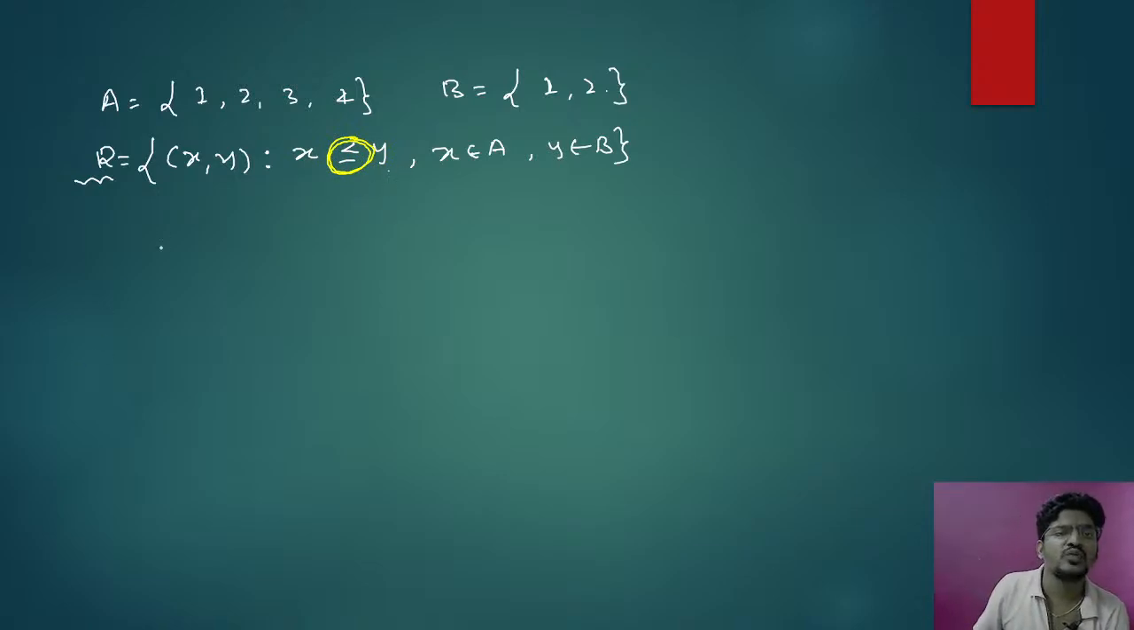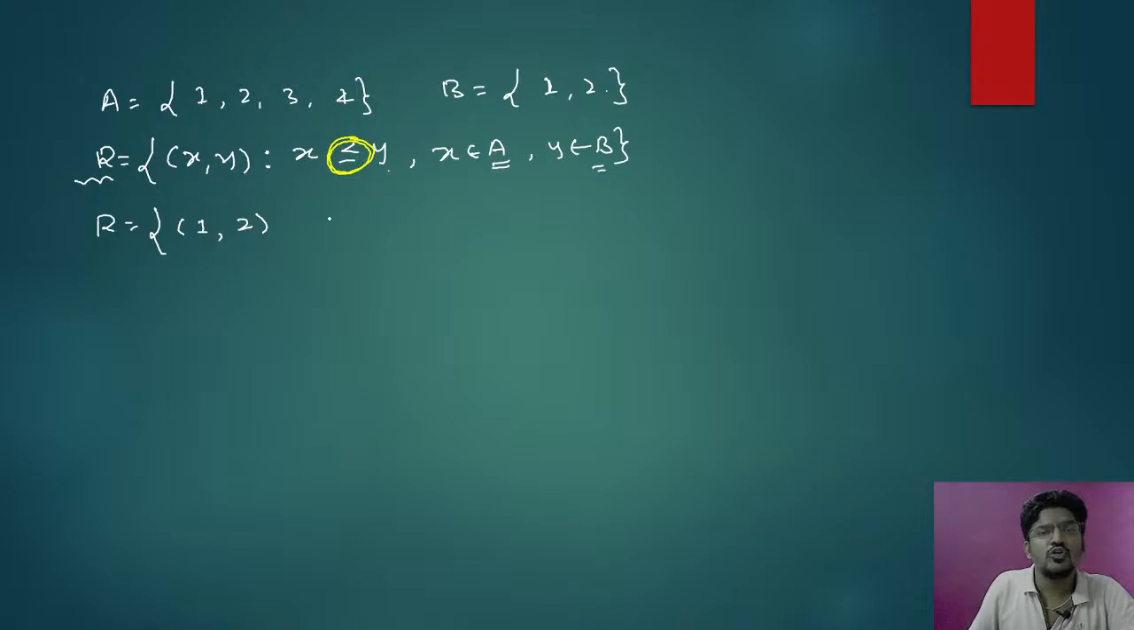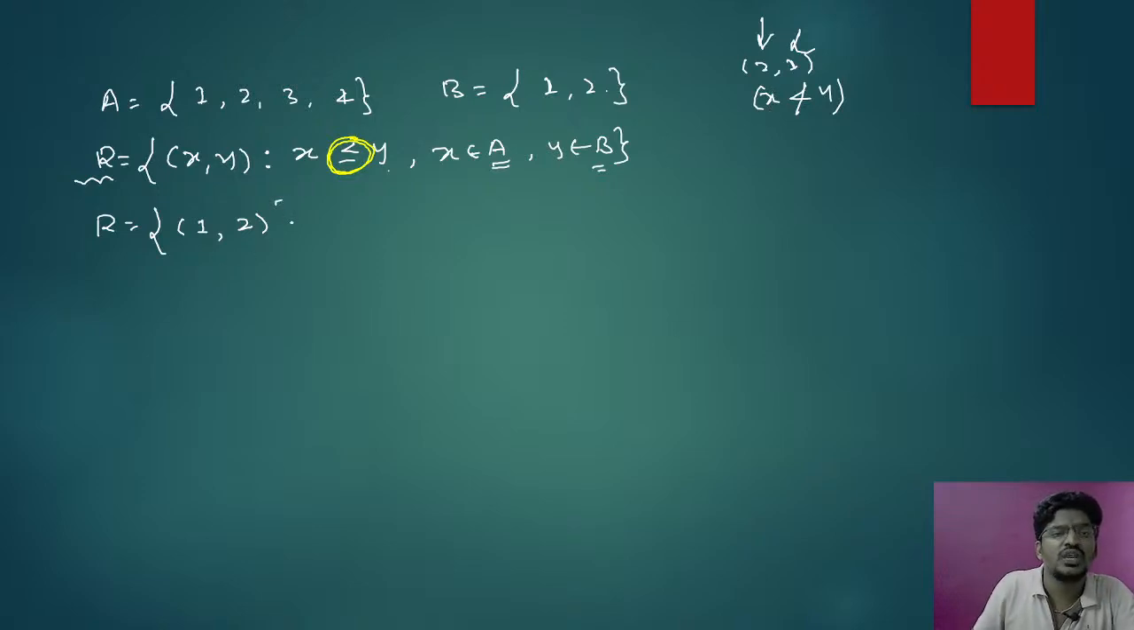Okay, so I have to write the elements now. See how I am going to write them. R will be equal to, x belongs to A and y belongs to B, such that x must always be less than or equal to y. So here, (1,1) I can't write, (1,2) I can write. Next, (2,1) I can't write, because here the x value is not less than y. Clear? So only (1,2) is present in this relationship.